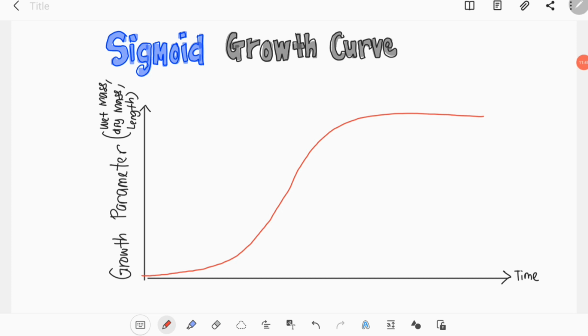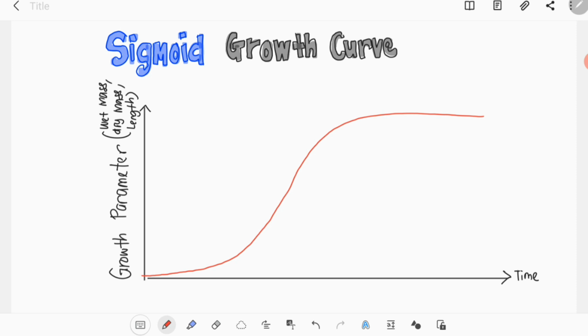So the growth curve was produced when we plot a growth parameter. So tak kisahlah awak ambil wet mass ke, dry mass ke, length ke. So kita akan plot it against time. So time can be days, hours, second, tak kisahlah. So after we plot the graph, kita akan dapat a curve known as sigmoid growth curve.